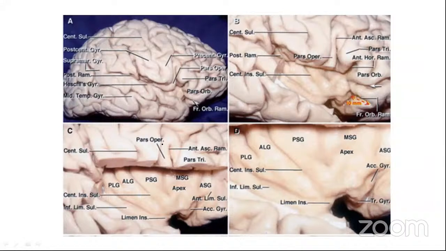So to summarize, we have a clear picture of the insula here. We know that the insula is surrounded by the circular sulcus.